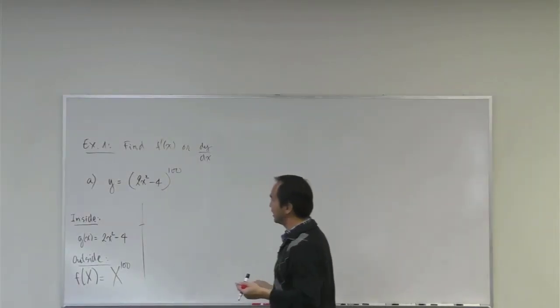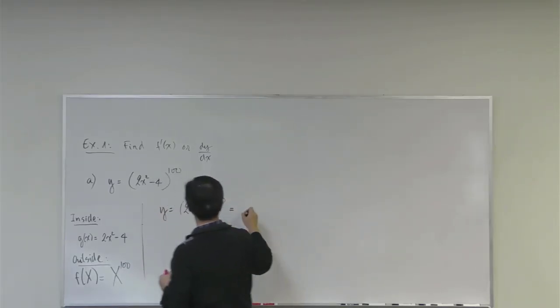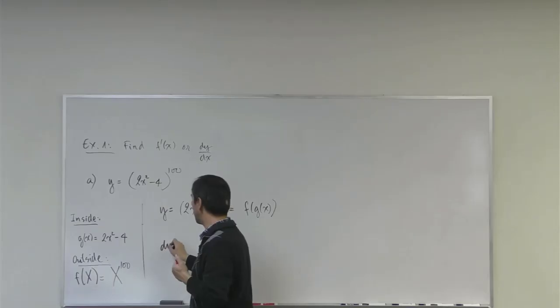All right. So now once we have chosen the inside and the outside, here's how I'm seeing the power, the derivative is going to work. First of all, my y right here is 2x squared minus 4 to the 100 power. I'm seeing that as the f of g of x. So the derivative of y with respect to x, right?